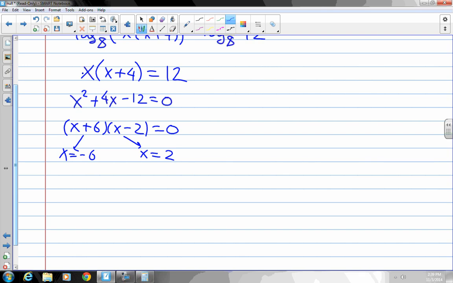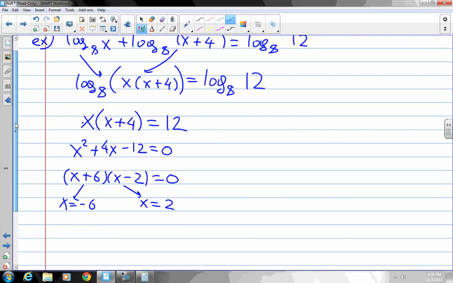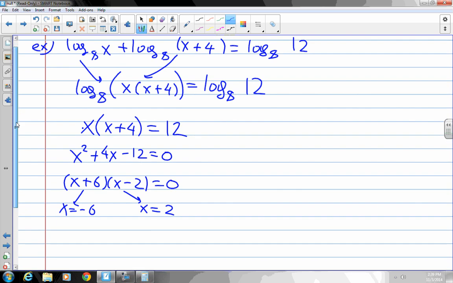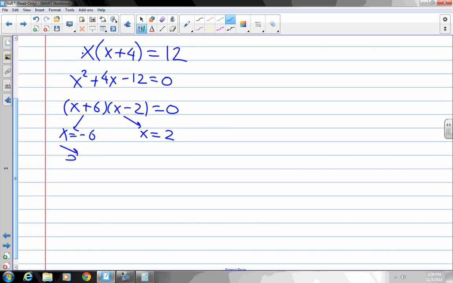Am I done? Right. So it looks like negative 6 is extraneous, but 2 works. So that's the extraneous. This is the only solution. So again, those properties come into play. Sometimes you have to turn 2 logs into 1. So if you have a sum or a difference, we can certainly do that.